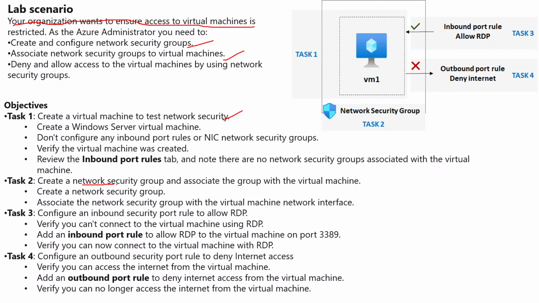The second task is to create an NSG and associate it to the virtual machine that we have created. So we should attach this NSG to this virtual machine. The third task is to configure an inbound port rule to allow RDP. So we should allow RDP access to this. The next thing is we should restrict all the outbound internet access. So this is what we should add now.